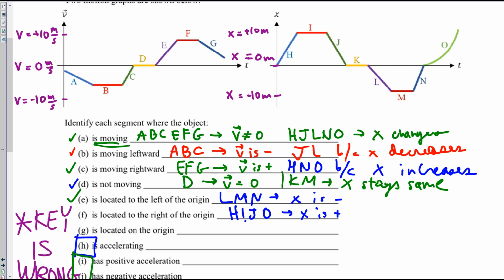Okay. Where are we located at the origin? That would be when our position is 0. And what part of the graph do we have on the 0 tick mark of the position axis? Just K.